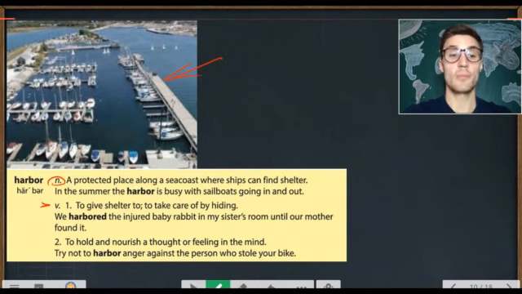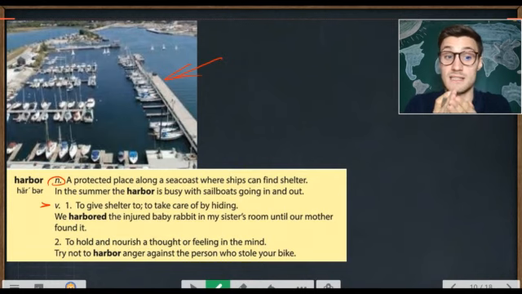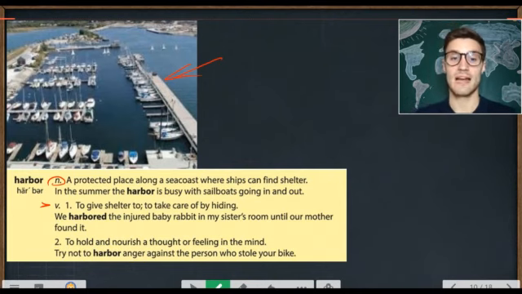The verb meaning harbor is to give shelter to, to take care of by hiding. We harbored the injured baby rabbit in my sister's room until our mother found it. So you can harbor a little bird that fell out of its nest. You give it shelter. You take care of it by hiding it. You harbor. One law is you're not allowed to harbor wanted criminals. So you're not allowed to protect and hide wanted criminals. You have to call the police.